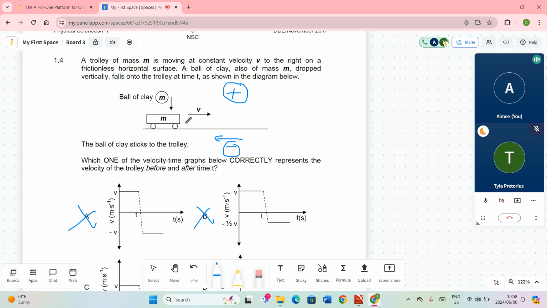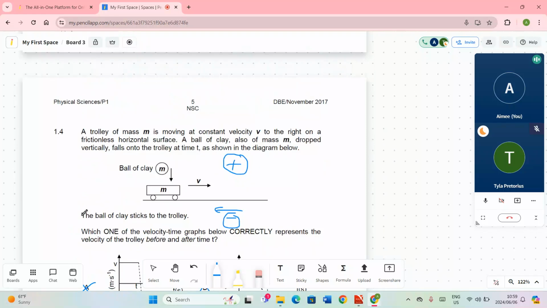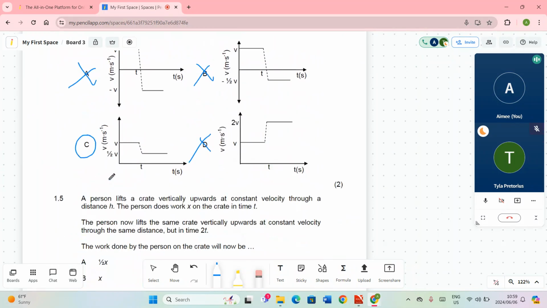If they're saying that the velocity of this system increases after the ball of clay comes into contact with the trolley, we know it's wrong. Because increasing mass when a trolley is moving on a horizontal surface will only cause the trolley to move slower. It will not cause it to move faster. Okay? So, C, what happens? We start with a velocity of v, and v decreases. D, we start with a velocity of v, and v increases. So we eliminate D, and our answer is C. So it's 1.4 C.